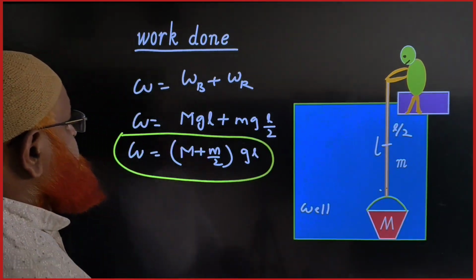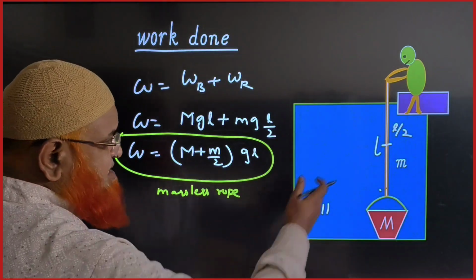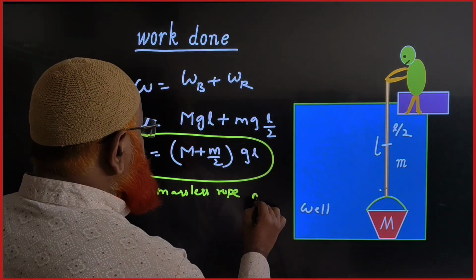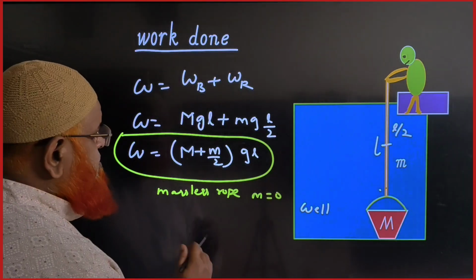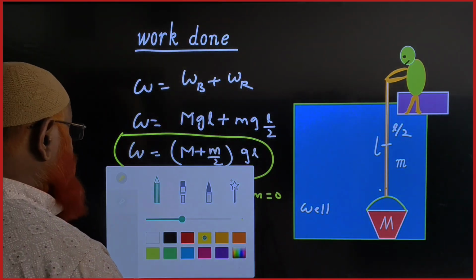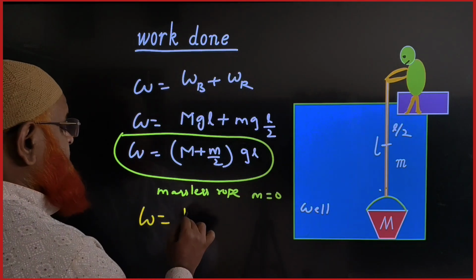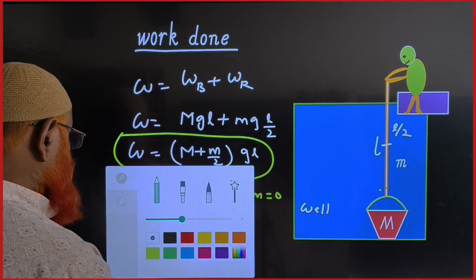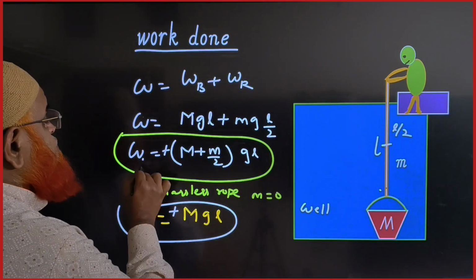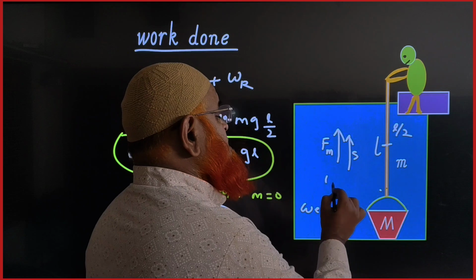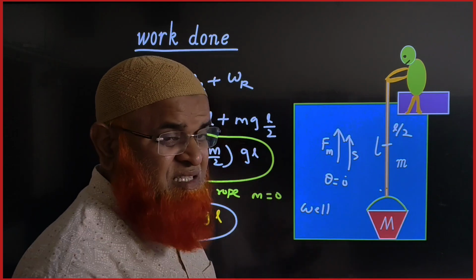Okay, next, massless rope. Massless rope means a rope which has very small or negligible mass, which means you consider m is equal to 0. Small m is 0 because you are considering a massless rope. Then what is the new formula here? So capital M is there, this part is going to be 0, and this is taken as Mgl. Okay, and this is going to be positive work because the man is pulling upwards, and the displacement is also upwards. So theta is going to be 0 degrees, it is less than 90, so it is a positive work done.